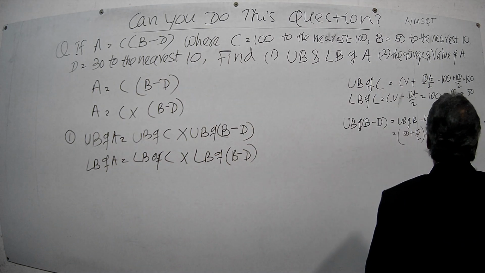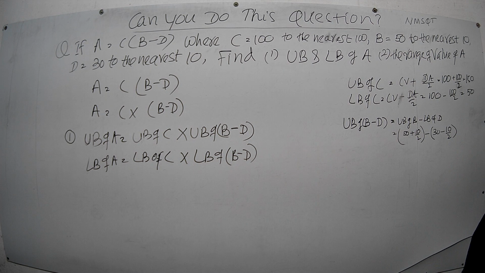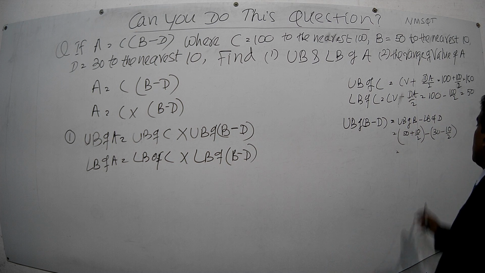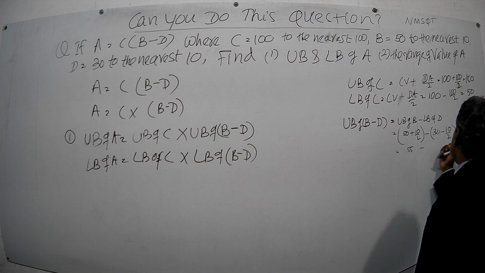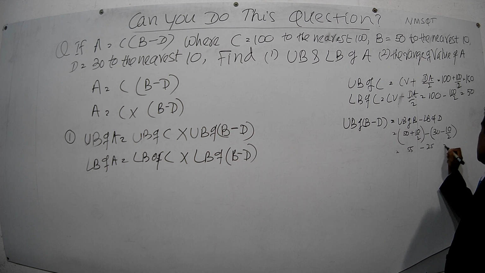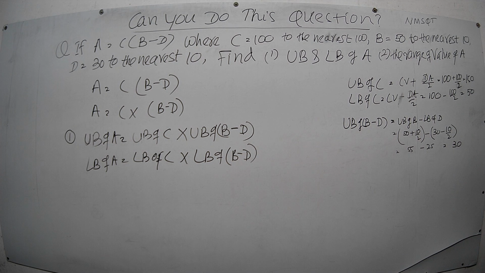Therefore, 10 is the degree of accuracy. Then 10 divided by 2. Now calculate it. If you calculate this, you get here 50 plus this one 55. Then this one minus here 25. 55 minus 25 means 30. 30 will be the upper bound of B minus D, right? Okay. 30 minus 5 is 25, correct.